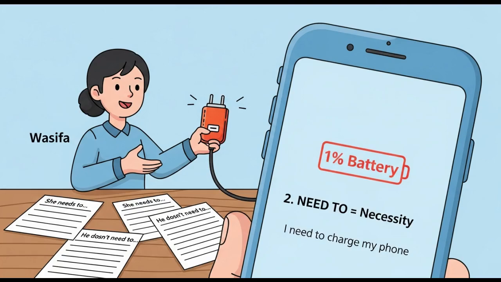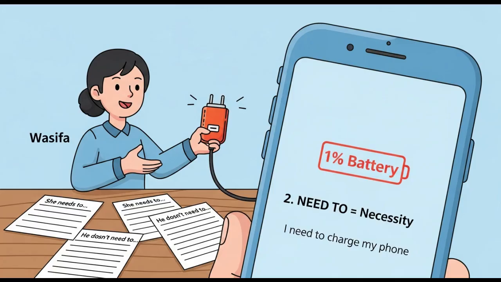2. Need to, necessity. Need to is slightly softer than have to. It focuses on necessity, things that are important for your well-being or success. Example, I need to charge my phone. The battery is dead.